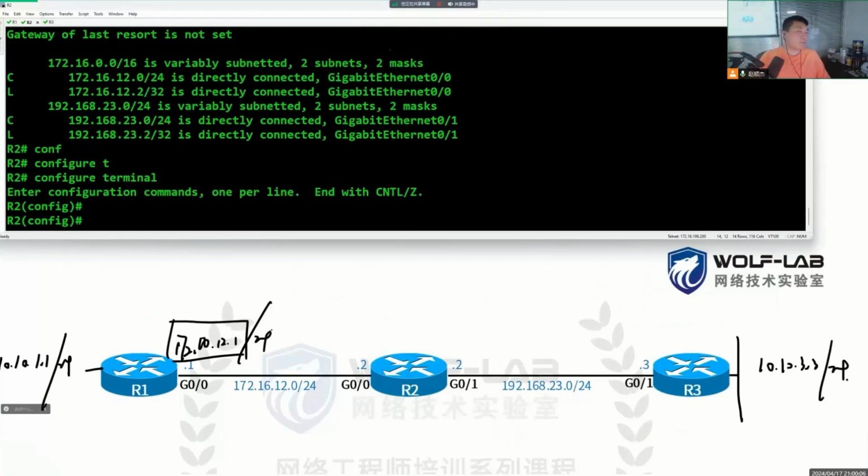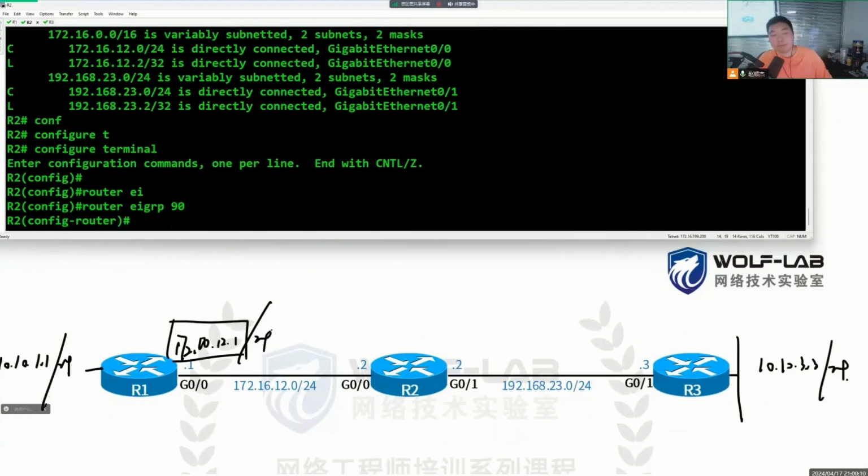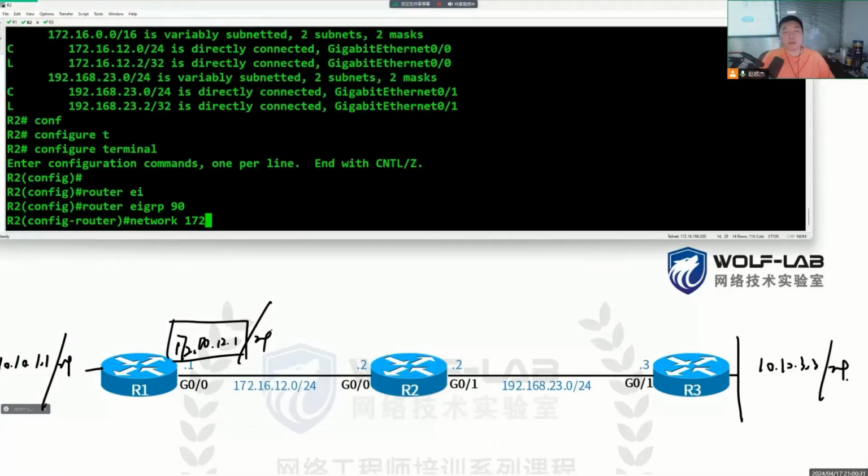So you see, the neighbor comes up right away. Why? Because R1 has been sending EIGRP hello packets tirelessly. But R2 hasn't run EIGRP, so it hasn't joined the multicast group 224.0.0.10 and won't receive the hello packets. Now I'm running it too, so I can receive your hello packets, and I also send you hello packets. They recognize each other. Once recognized, we establish an EIGRP neighbor relationship.